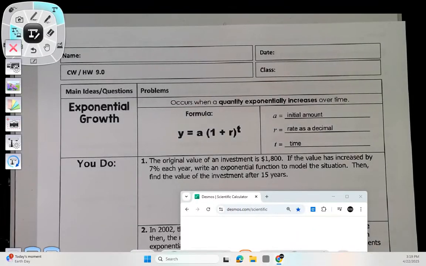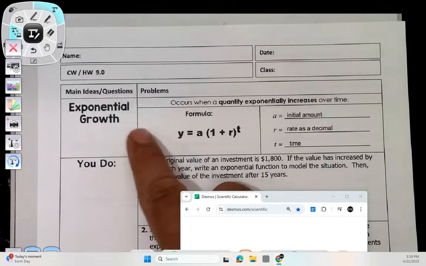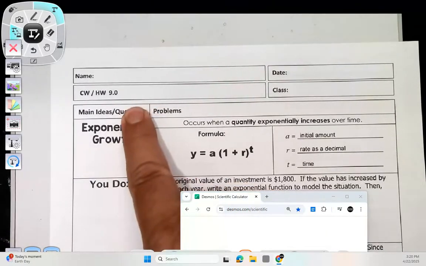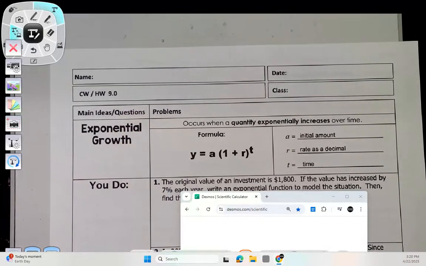All right, everybody. So for today, we're going to be working on an assignment. That's all it is. You actually have notes on this already. So even though we call it classwork 9.0, it's the start of Unit 9.